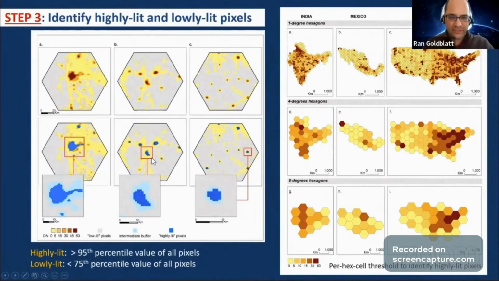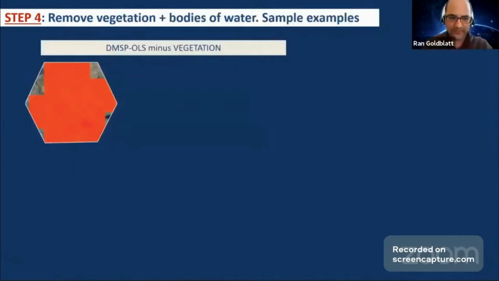So to define this threshold, in each hexagon, we calculate a percentile rank. We calculate the 95th percentile and the 75th percentile value. If the DN value of a pixel is higher than the 95th percentile value of all pixels in a given hexagon, it is labeled as highly lit. If it is lower than the 75th percentile, it is labeled as low lit. And as you can see in the maps on the right, there are variations in these thresholds. So the colors represent the threshold that was determined for each of these hexagons. So now we have a threshold to define a pixel as highly lit.